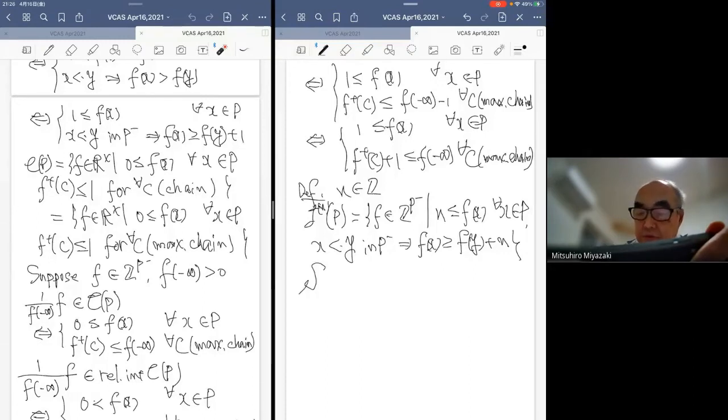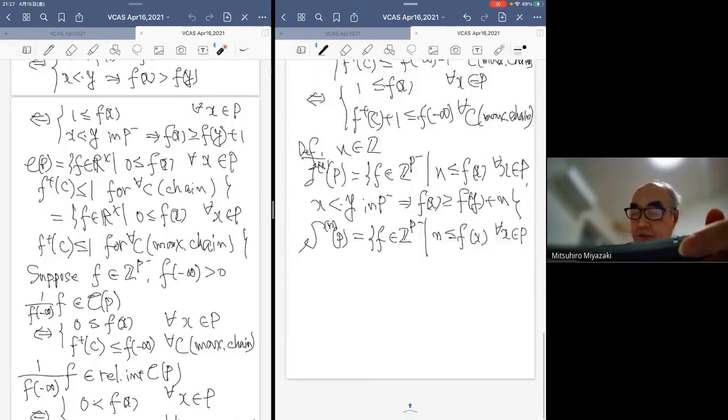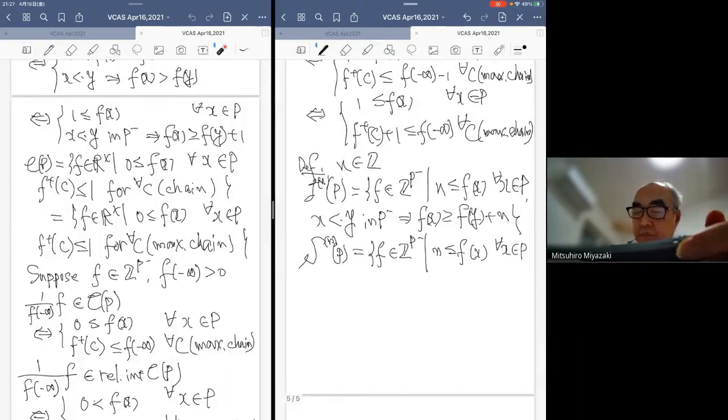And let S_m(P) be the set of integer valued functions such that f(x) is greater than or equal to m for any x, and f(C) plus m is less than or equal to f(-infinity) for any maximal chain C.